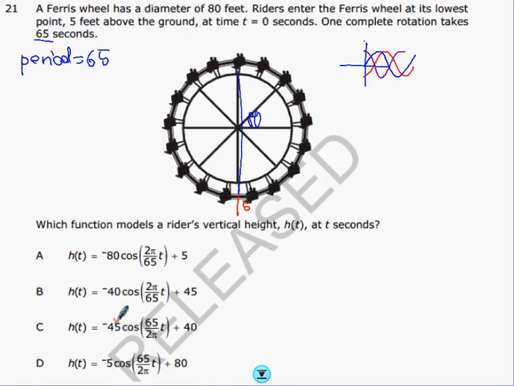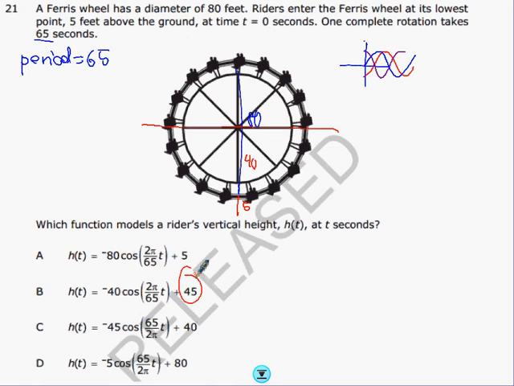Okay, let's see. This number out here is always the midline. The midline is going to be halfway through here, right? So that's going to be 40 feet from the bottom of the circle plus the 5 there. So we need to add 45. We've already got the answer, and we didn't even have to figure out the period.